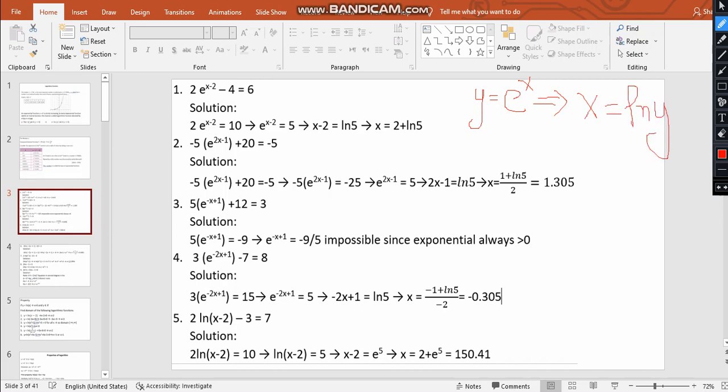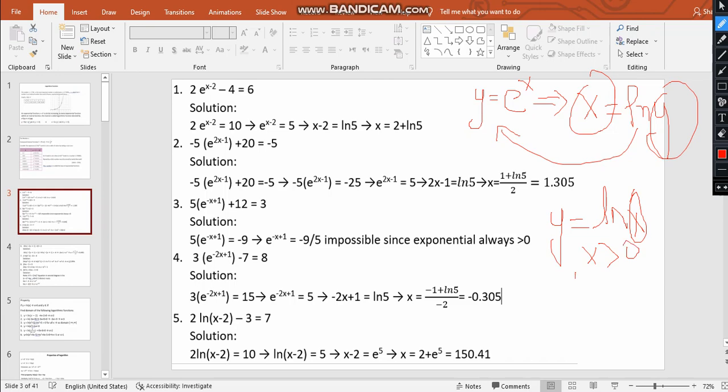Always in logarithm, and vice versa, if x equals ln y, then y equals the inverse of ln, which is e power x. And always in logarithm, if you have y equals ln x, x is always bigger than 0, and y belongs to R.